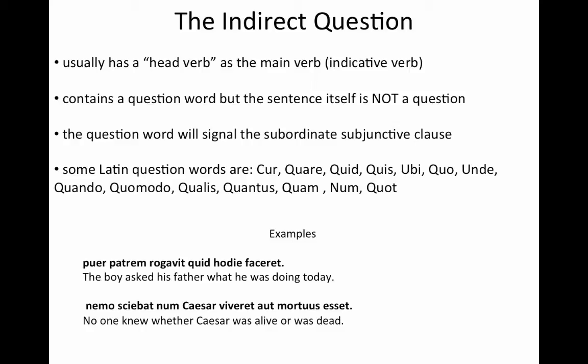And in these examples down here, you see puer patrem roguit quid hodie faceret. The boy asked his father what he was doing today. So quid to faceret there is your indirect question. And then the second one, which is a little trickier, nemo sciebat num Caesar viveret, aut mortuus esset. No one knew whether Caesar was dead or alive. So there, num starts your indirect question, and it ends at esset, the subjunctive verb.